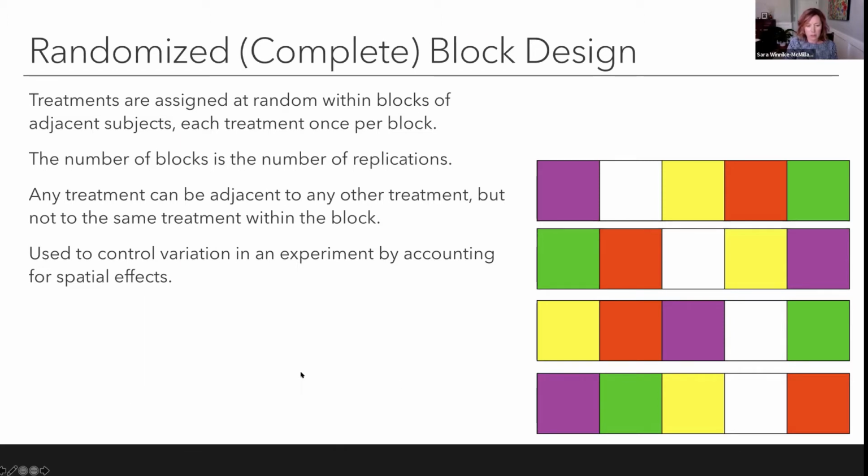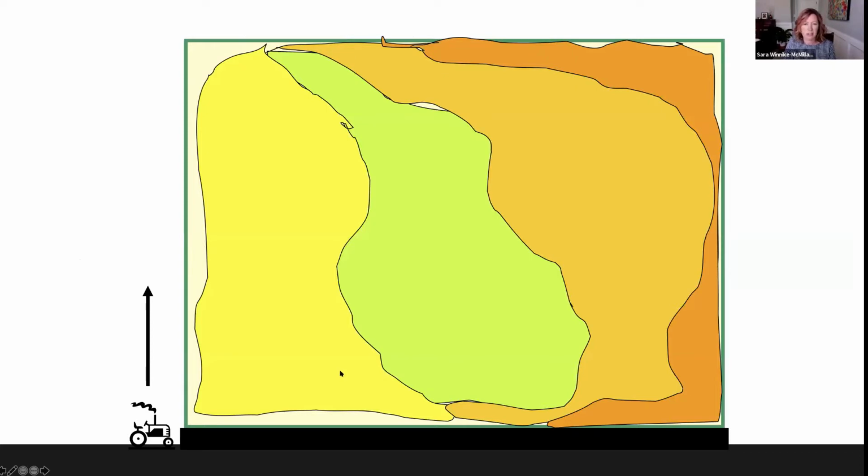Let me look at this. So say this is your field, right? And these are different soil types. And so if you have multiple soil types throughout, and this is not uncommon, if any of you have an agricultural background, fields are very variable.